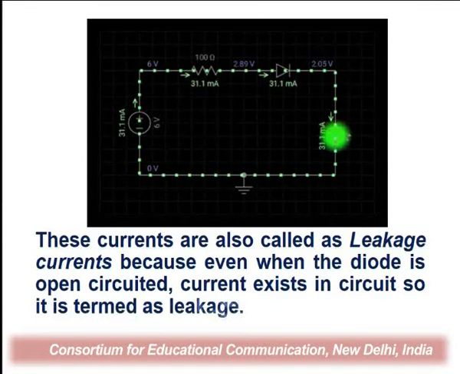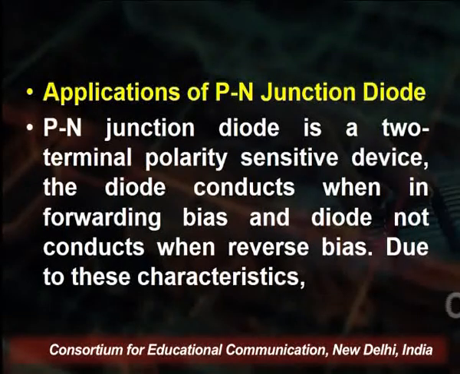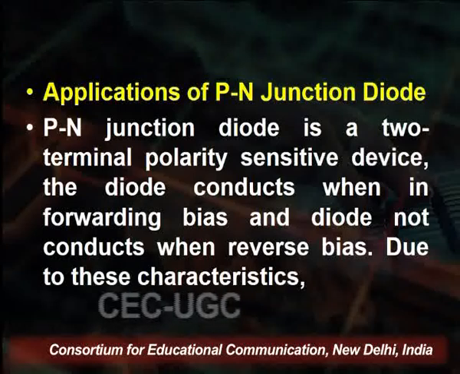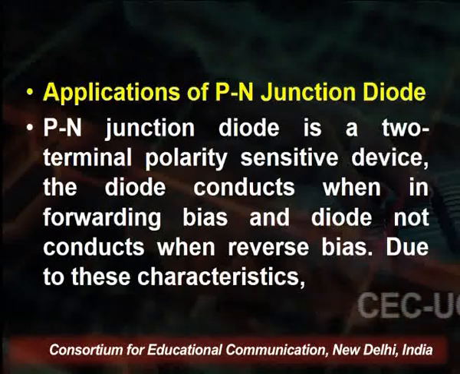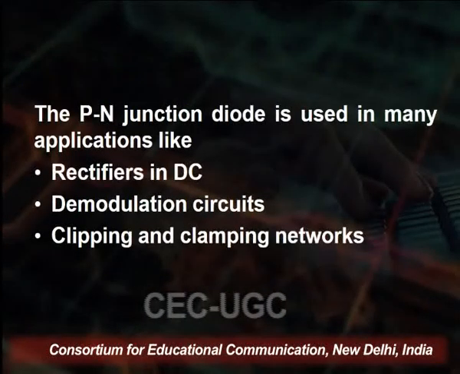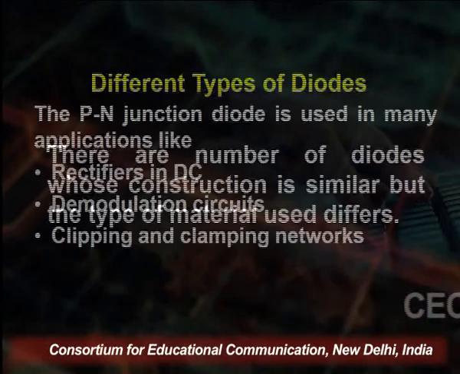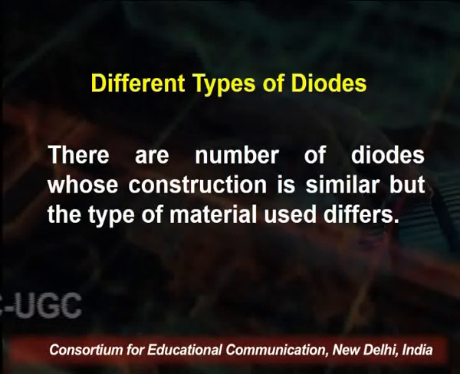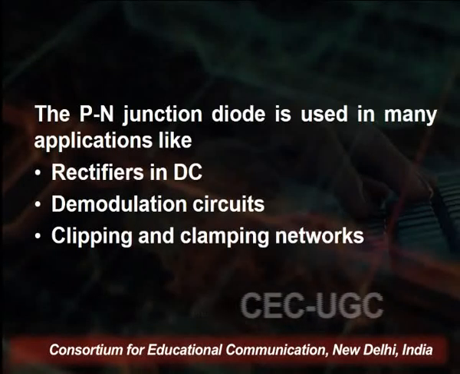Now, this is a characteristic that we also discuss under the applications of the PN junction. The PN junction diode is a two-terminal, polarity sensitive device. The diode conducts when it is forward biased and does not conduct when reverse biased, due to its characteristics. PN junctions have many applications in rectifiers, DC demodulation circuits, and clipping and clamping networks. Different types of diodes are there. So, these are the applications of the PN junction diode.